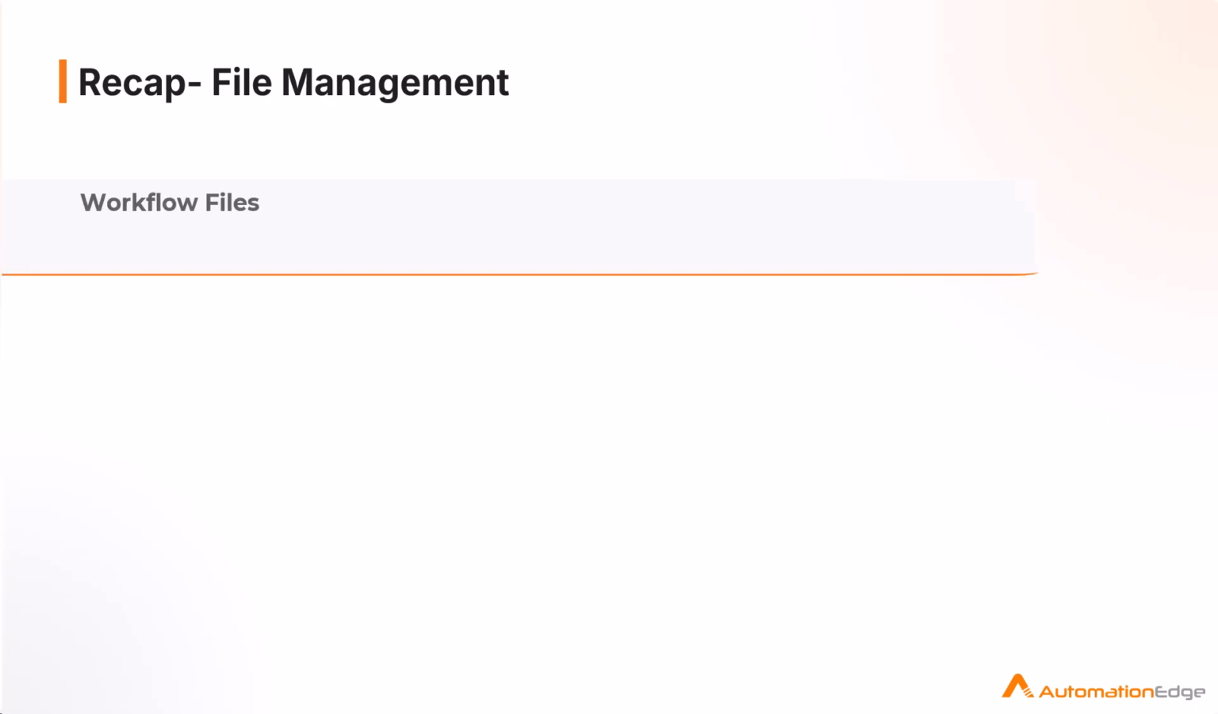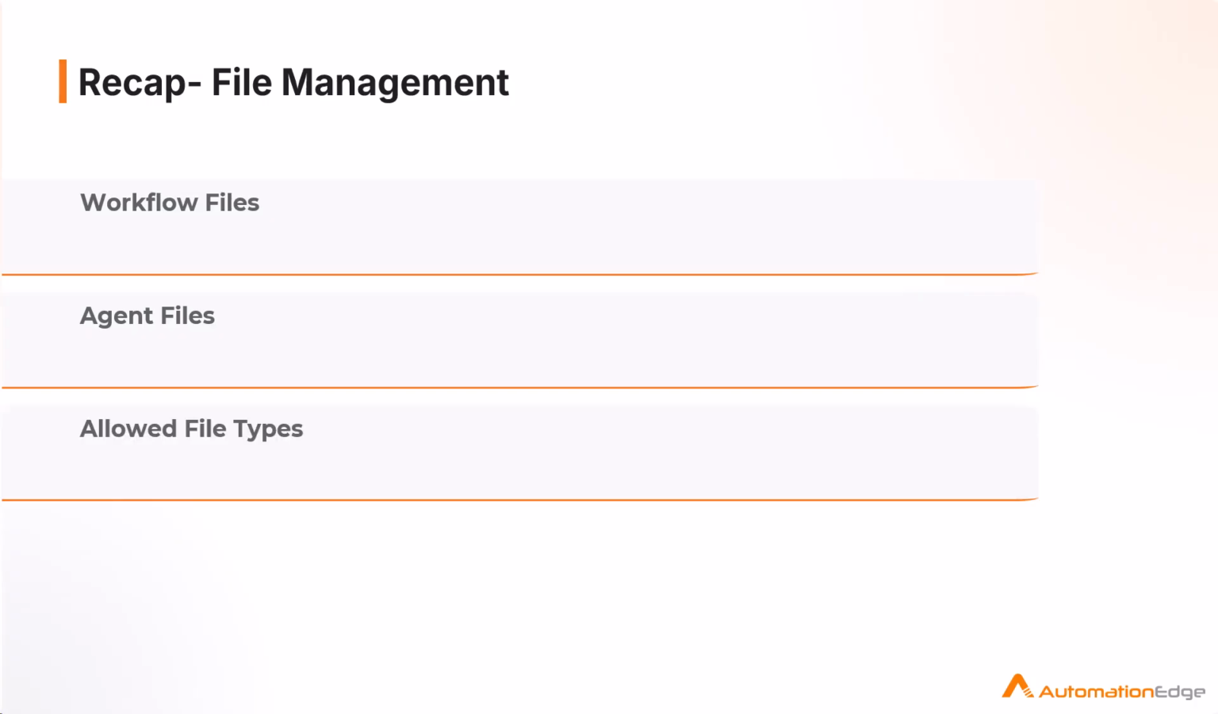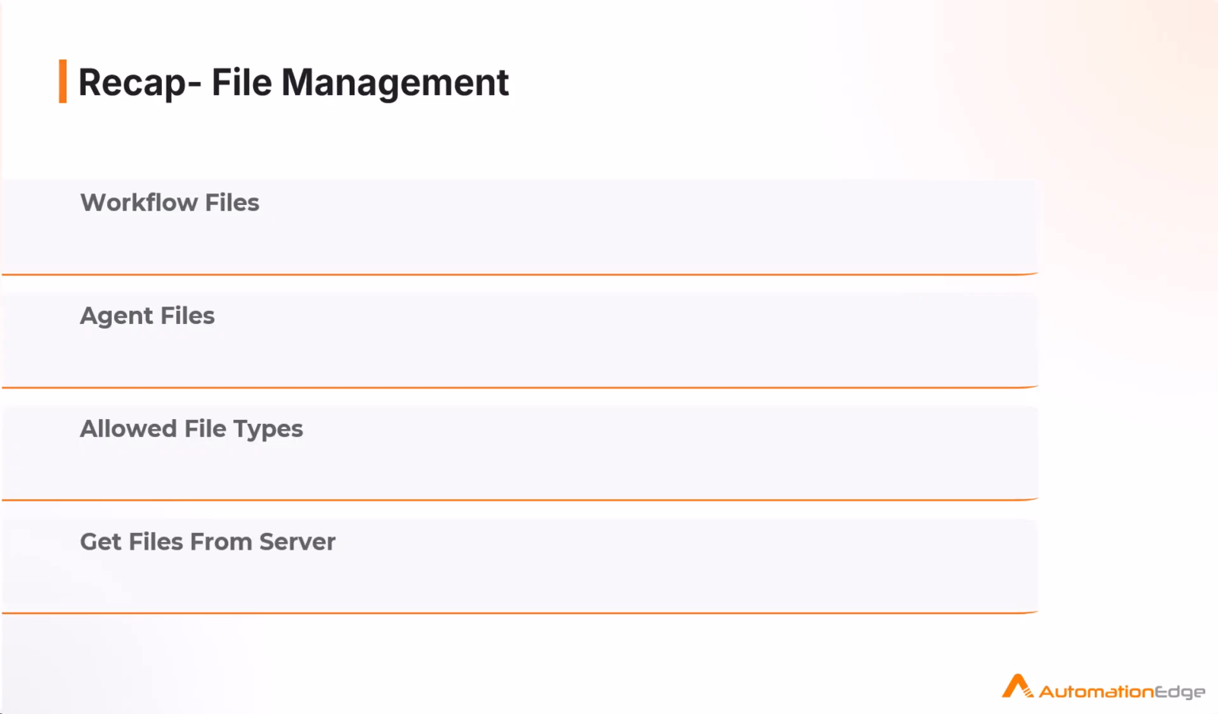Let's recap what we covered. File management in AutomationEdge. Workflow files: upload files and attach them to a specific workflow on the AE server. Agent files: upload files that automatically sync to an agent machine. Allowed file types: control which file extensions are permitted for security. Get files from server: retrieve those files to the right location at runtime with built-in conflict handling.